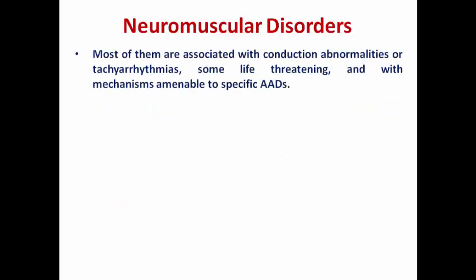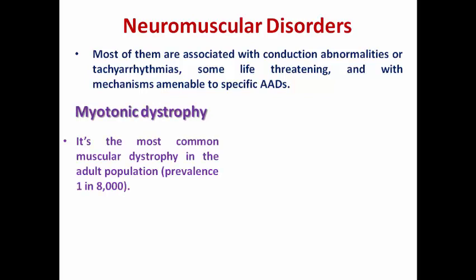Most of them are associated with conduction abnormalities or sometimes tachyarrhythmias, which may be life-threatening and with mechanisms that are amenable to some specific antiarrhythmic drugs. That's why we are discussing them here. The most famous example is Myotonic Dystrophy, which is the most common muscular dystrophy in the adult population.